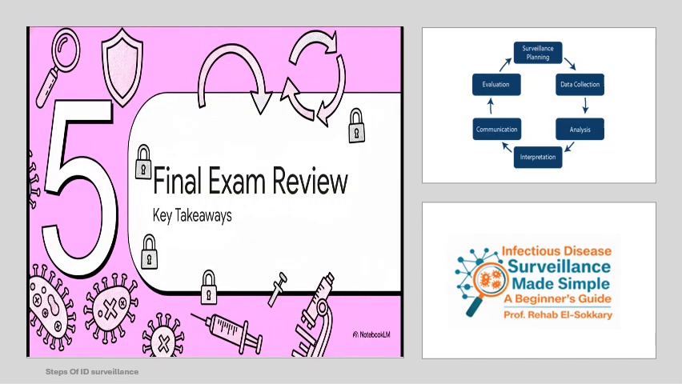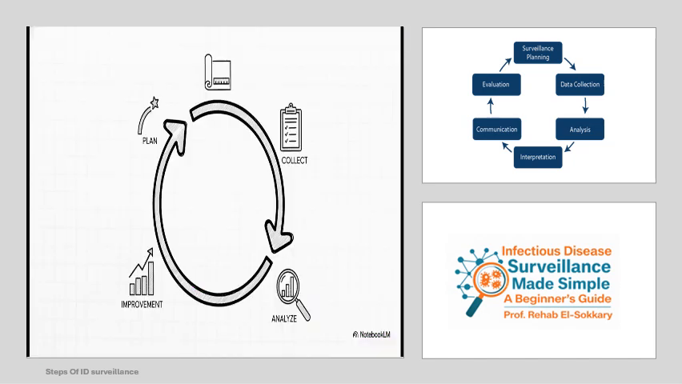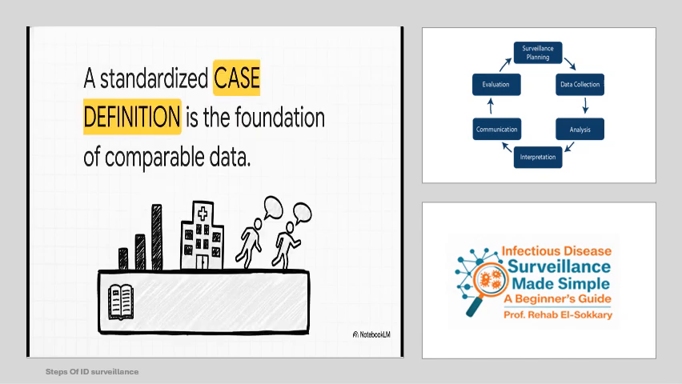All right, we have covered a ton of ground, so let's do a quick recap of the most important high-yield points from all this. This is the stuff you want to lock in. First off, always remember, surveillance is an active, ongoing cycle of improvement. You plan, you collect, you analyze, you use that info to make changes, and then you start the whole loop all over again. Second, and seriously, if you forget everything else, remember this. Your data is only as good as your case definition. It has to be standardized, it has to be clear, and it has to be used consistently. It's the bedrock of everything.